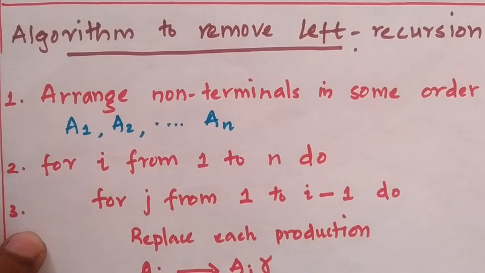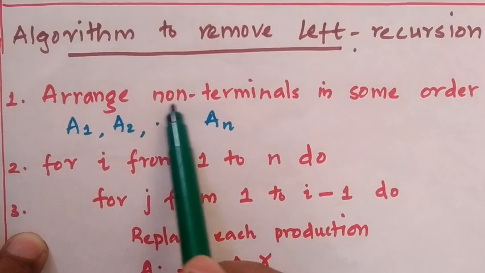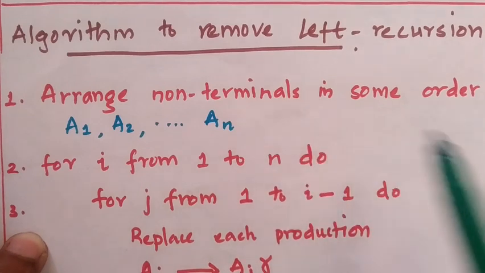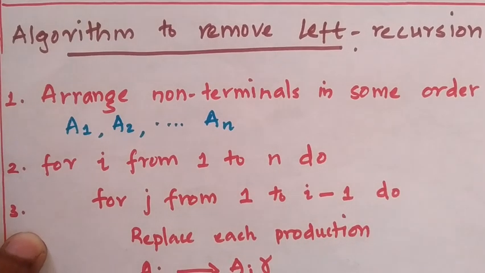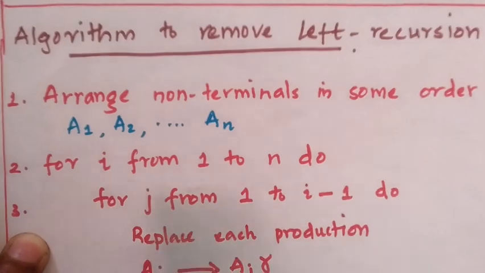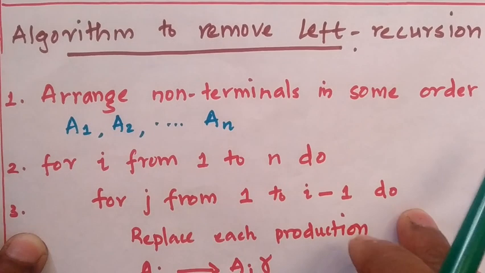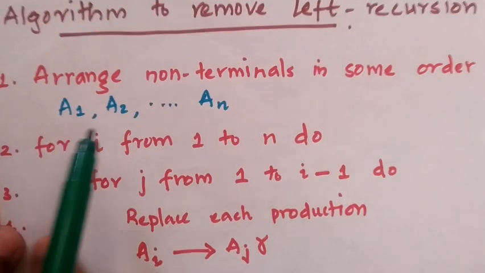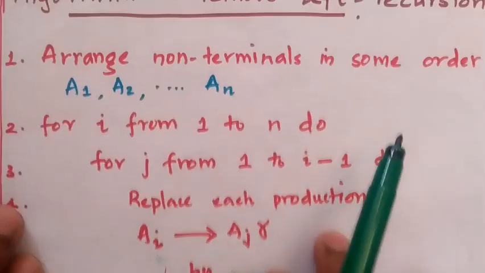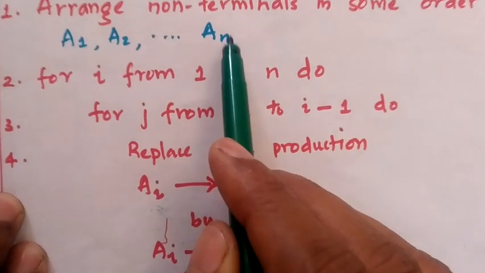First step is step 1. So arrange non-terminals present in the grammar in some order. Like you can take any arbitrary order. It is not restricted in any particular way. It is arbitrarily you can select the non-terminal and you can order it. So order may be like A1, A2, etc. AN. Suppose AN non-terminals are there, then you have to order it in A1, A2, A3, etc. AN. That is step 1.